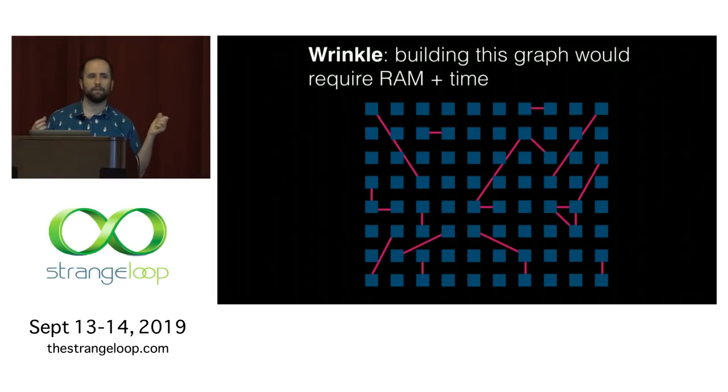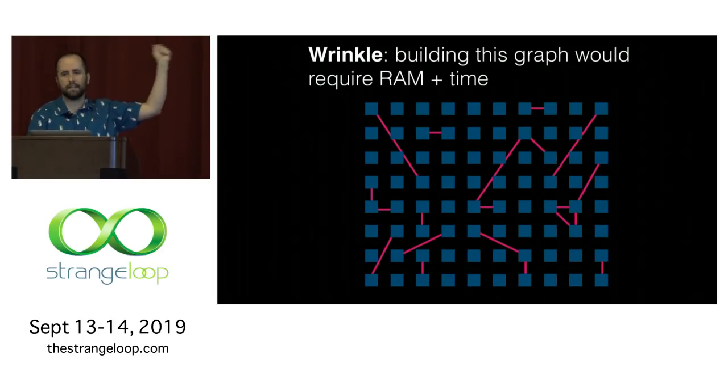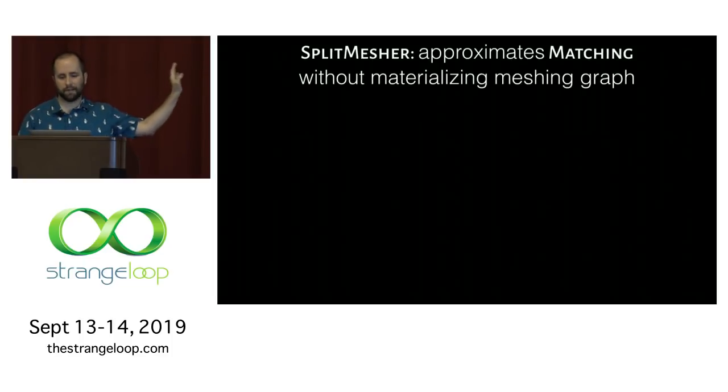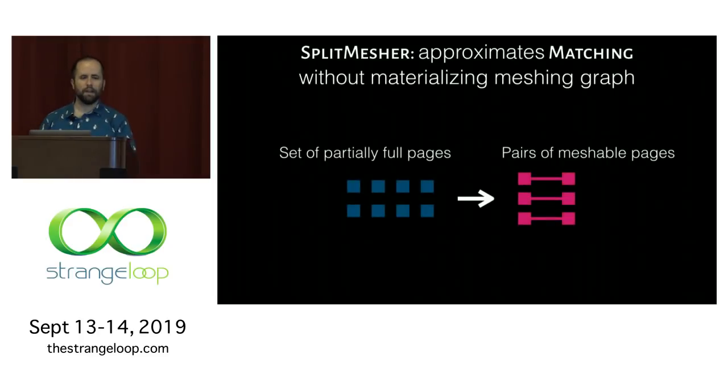And it turns out that if you wanted to allocate space to store this graph, it would vastly exceed the amount of memory that we would get back from the result of this algorithm. So we needed something else, and we came up with an algorithm called SplitMesher. SplitMesher is an approximation algorithm that approximates matching without having to actually build this graph in memory. And the function signature looks like this. It takes a set of partially full pages, and it returns pairs of pages to mesh.